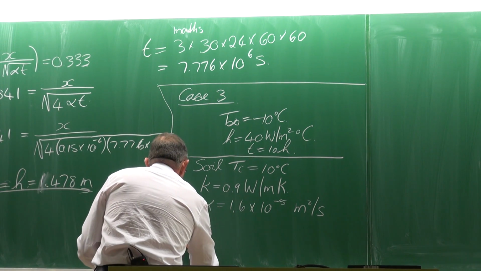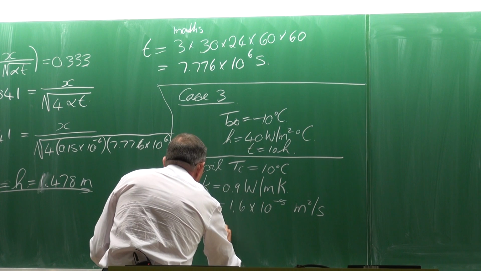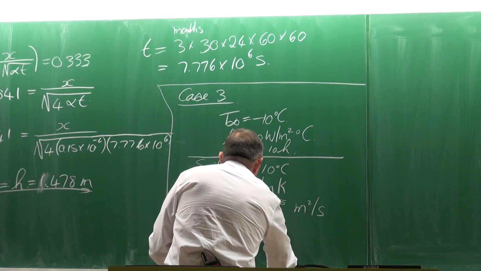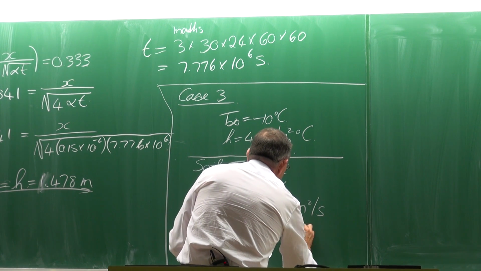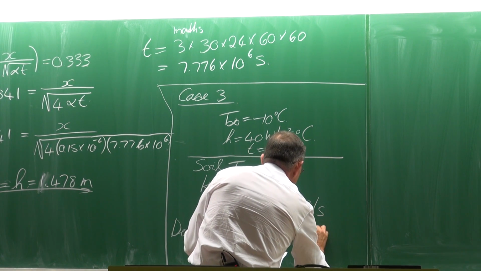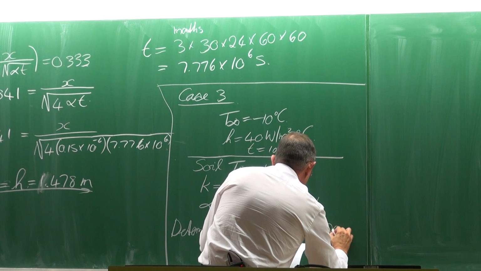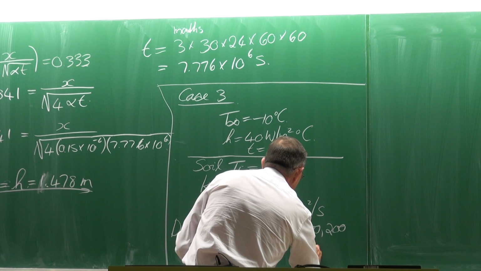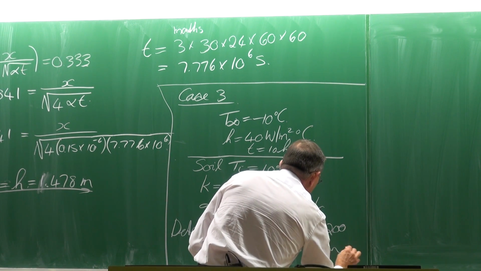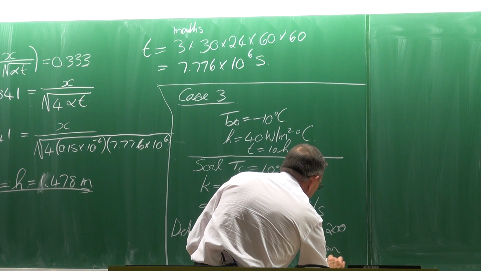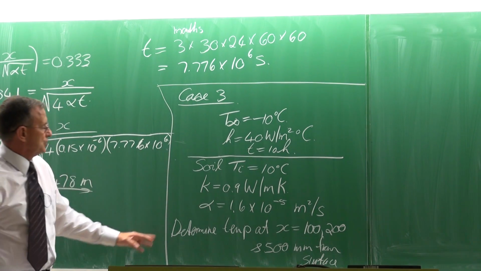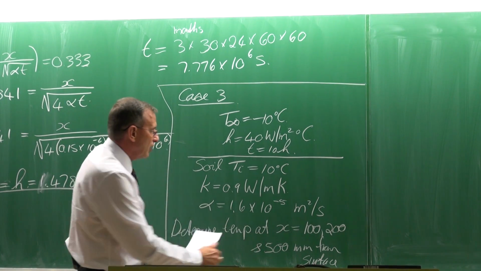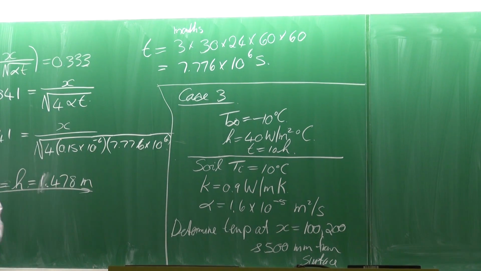Okay, now the question is determine the temperature at x equal 100, 200 and 500 millimeters from the surface. Determine the temperature at x equal 100 millimeters, 200 millimeters and 500 millimeters from the surface.